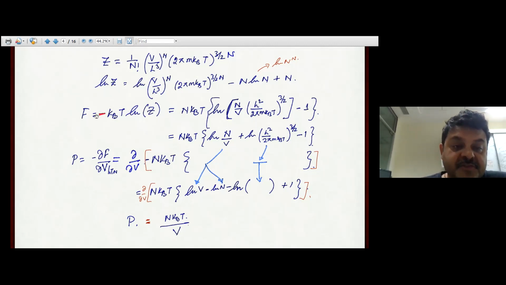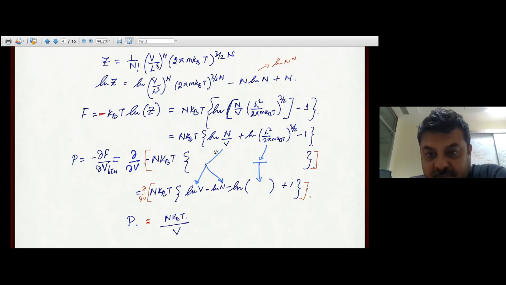And once you have the free energy, you take a derivative with respect to the volume at fixed T and N, and that quantity was associated with the pressure with a minus sign. So if you just do that, the partial derivative of the free energy with respect to volume at fixed T and N with a minus sign. So this minus sign is coming here.